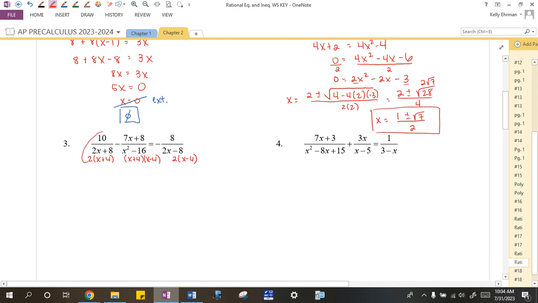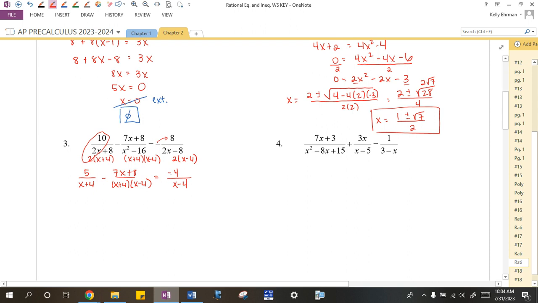So 10 over 2. So really I have 5 over x plus 4 minus 7x plus 8 over x plus 4, x minus 4. No reducing to do there. Oh, I didn't see this negative sign at first. So equals, let's put this negative up here with 8. That's just kind of easier to think of. So negative 8 divided by 2 is negative 4 over x minus 4.